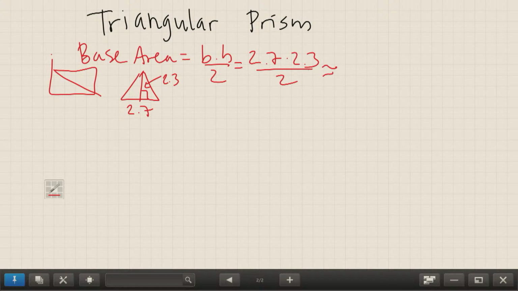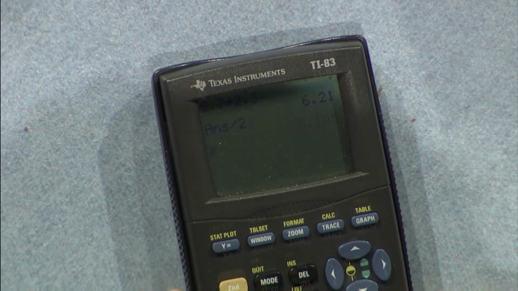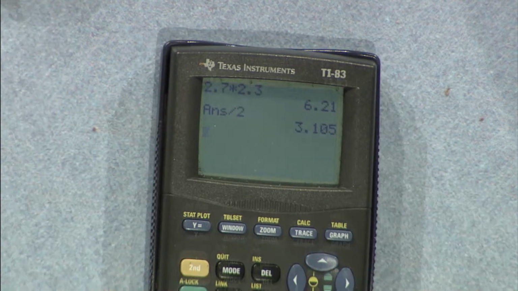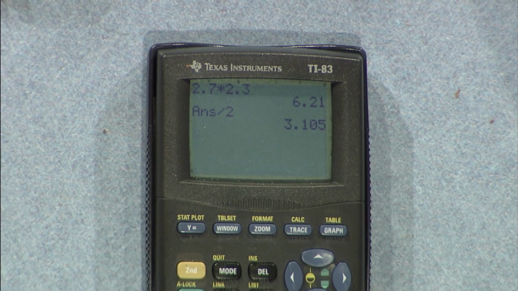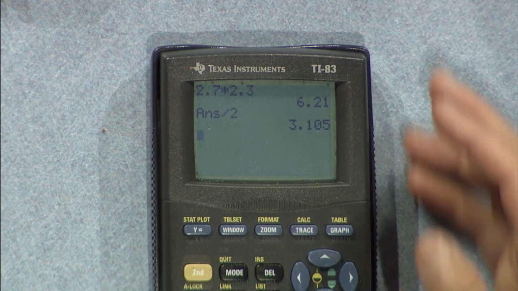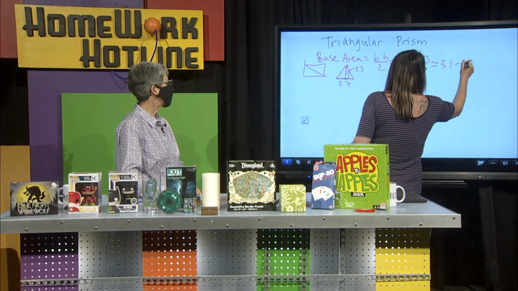But notice the height has to be perpendicular to the base, because for the height you want the whole thing from top to bottom. But it's always half. I got 3.1. You did 2.7 times 2.3 divided by 2, and what do you get? 3.1, and that's going to be centimeters squared.